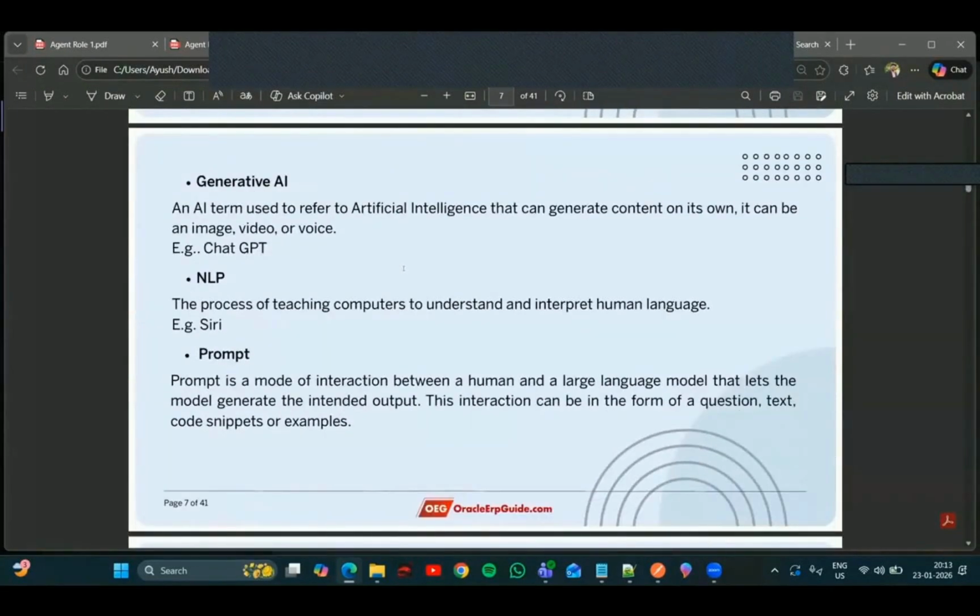So we understood what AI is. We understood what ML is. Now let's understand what generative AI is. So an AI that generates something, so generates a text, generates a video, generates music, a voice note. So that's called generative AI.